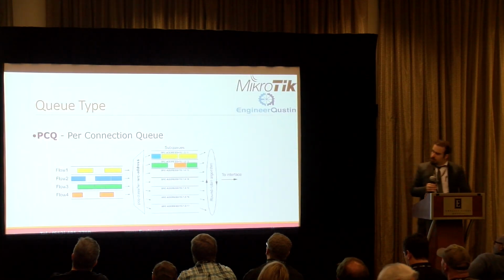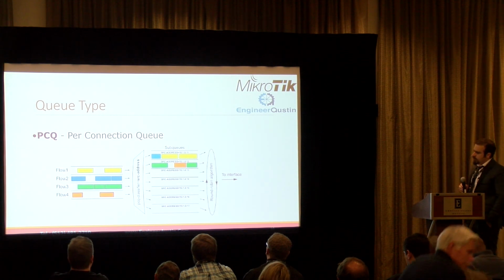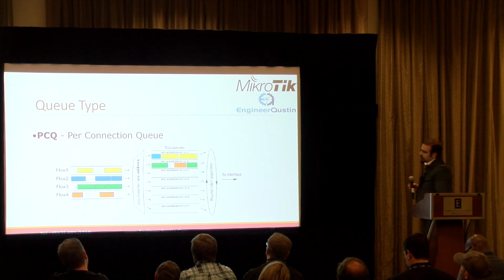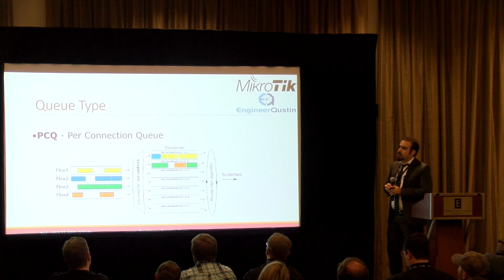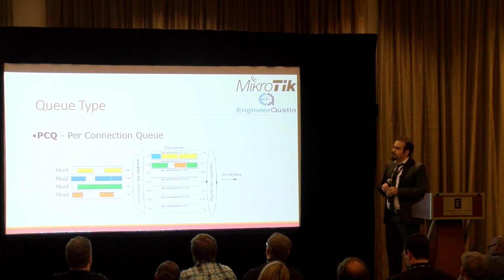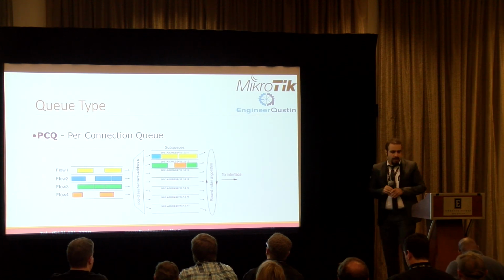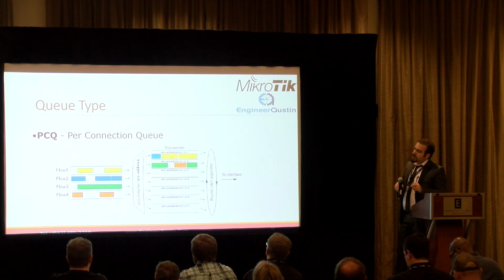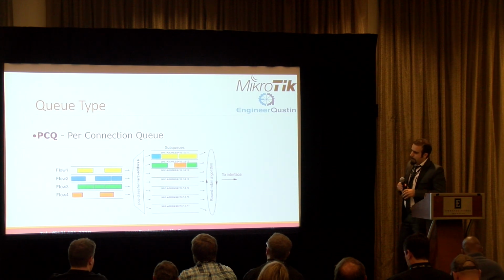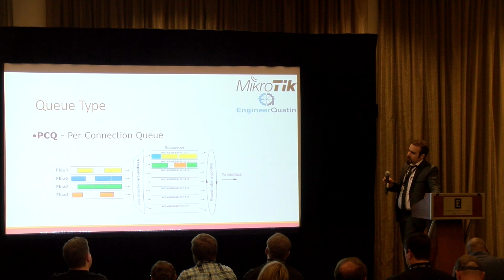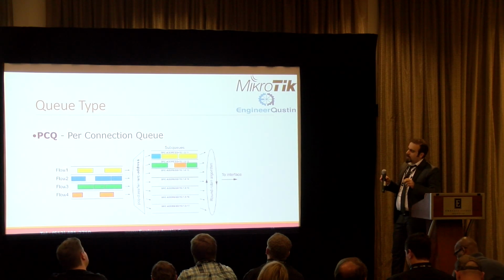What about PCQ? PCQ is similar to SFQ with some extra features. You can set the source address, destination address, source port, and destination port, and also set some speed limitation for PCQ. The important thing about PCQ is that when you want to assign equal traffic between the users, you must set the PCQ rate to 0.